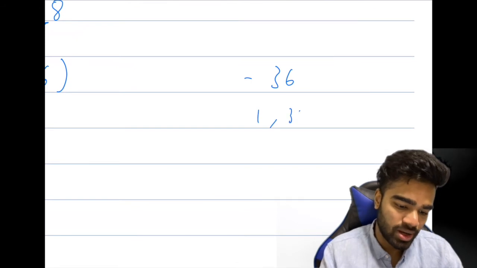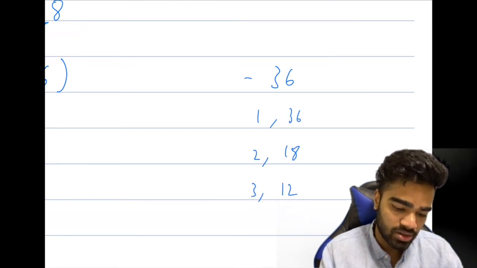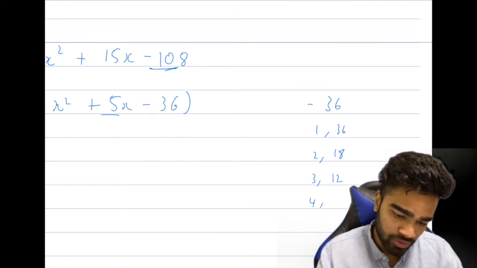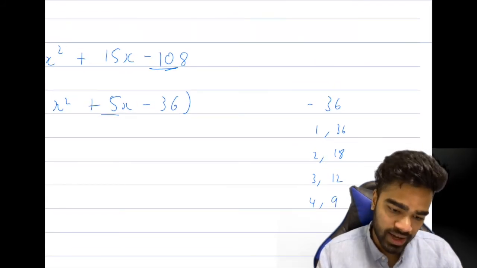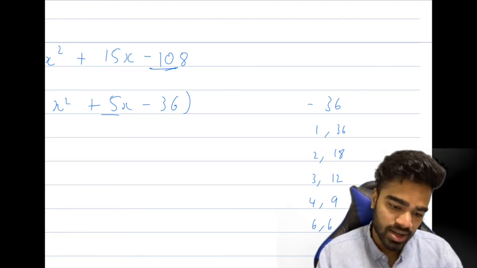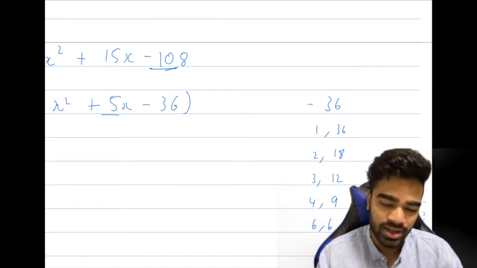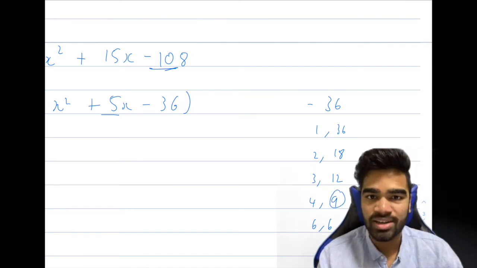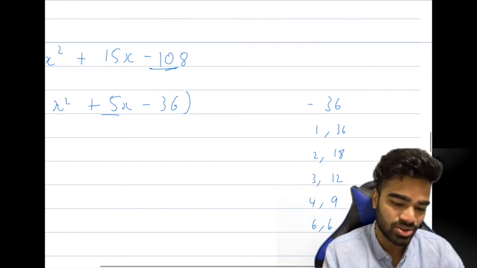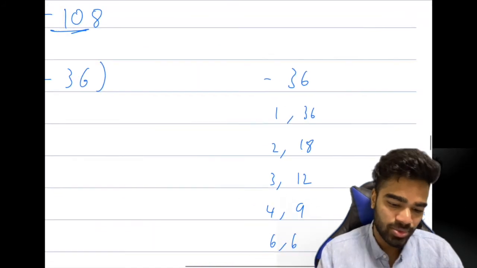Okay, so let's do it. 1, 36, 2 and 18, 3 and 12, 4 times 9, 5 nope, and 6 times 6 is a factor, 7 nope, 8 doesn't go into 36, and okay, so then we go to 9. 9's already there, so we can stop. Okay, that's how you know when to stop. All right, so let's do it. They need to add to positive 5. So which of these add to positive 5?